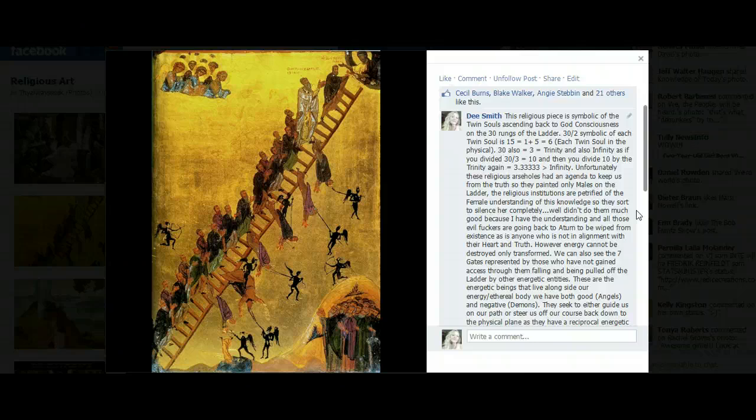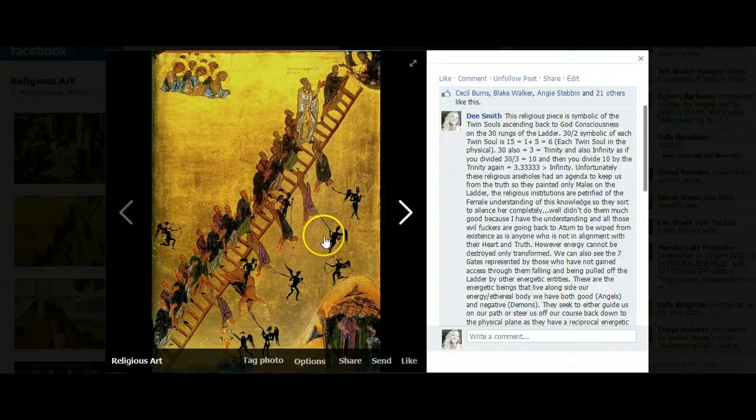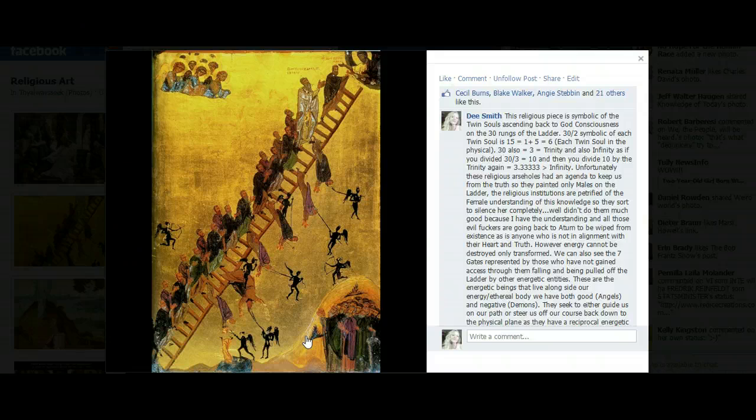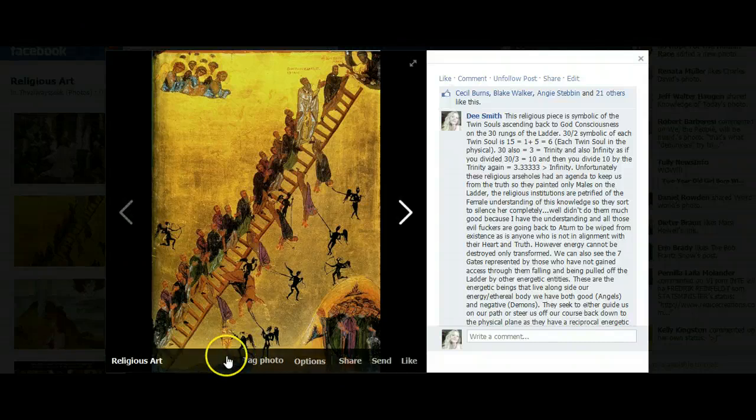So we can see also that we have these entities pulling these people off the ladder. And we see once again that we have the number 1, 2, 3, 4, 5, 6 represented, and one person that is fallen. It's just below where this Facebook information is, but you can actually visit my Facebook group and look at this information yourself. I have photo albums where you can see all of these paintings. You can download them and view them in more detail for yourself. But we can see that one of these souls has fallen, and that's the 7th.